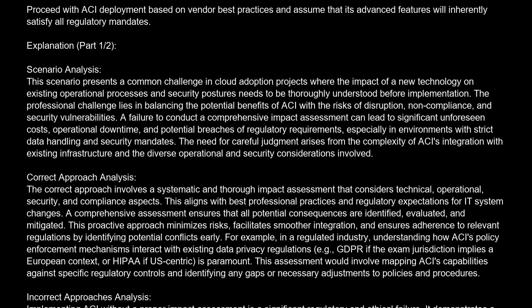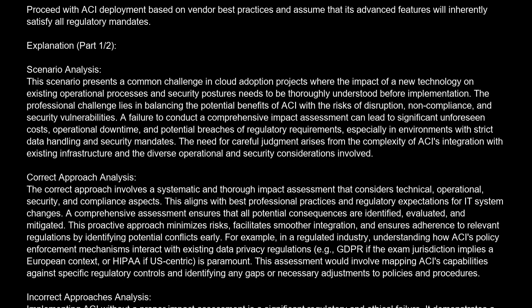The professional challenge lies in balancing the potential benefits of ACI with the risks of disruption, non-compliance, and security vulnerabilities. A failure to conduct a comprehensive impact assessment can lead to significant unforeseen costs, operational downtime, and potential breaches of regulatory requirements, especially in environments with strict data handling and security mandates. The need for careful judgment arises from the complexity of ACI's integration with existing infrastructure and the diverse operational and security considerations involved. Correct approach analysis.